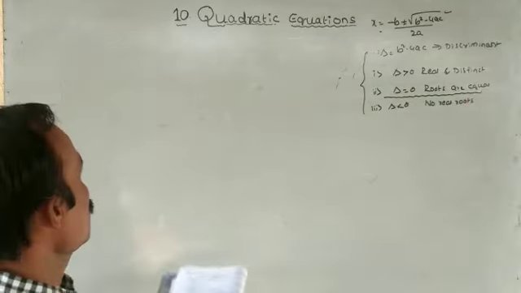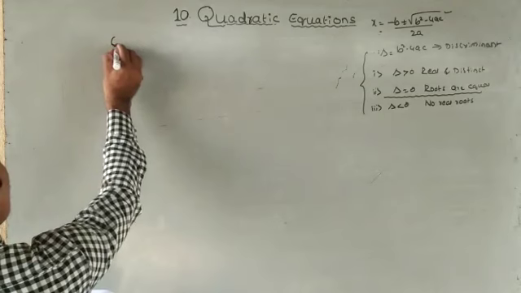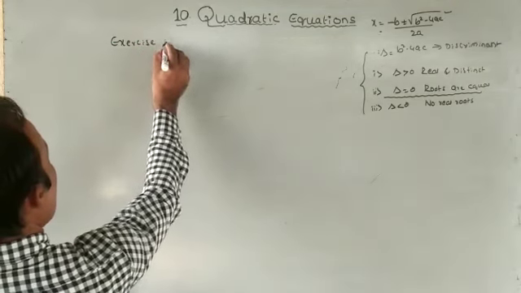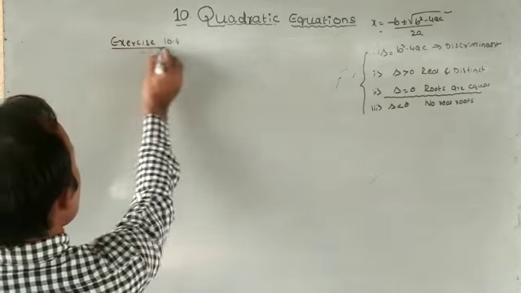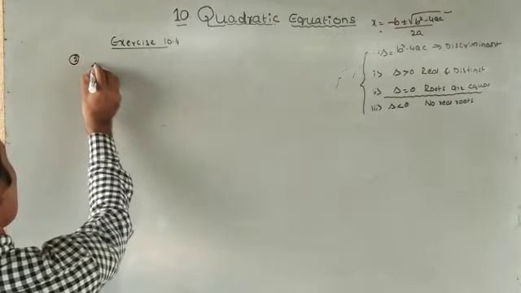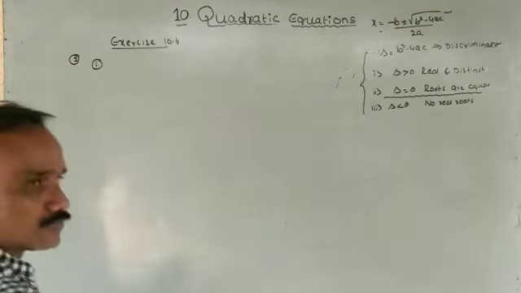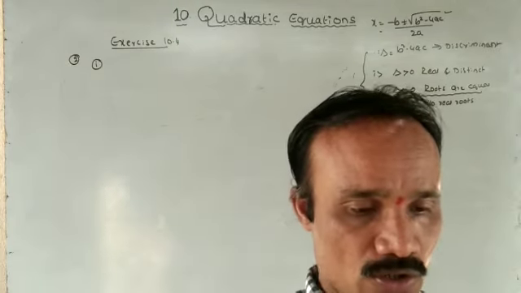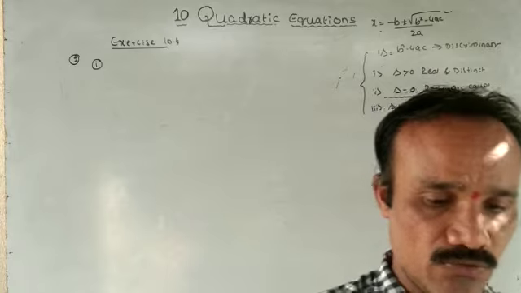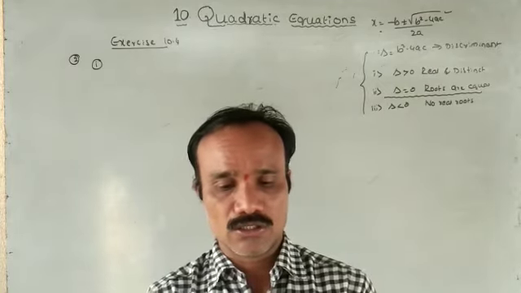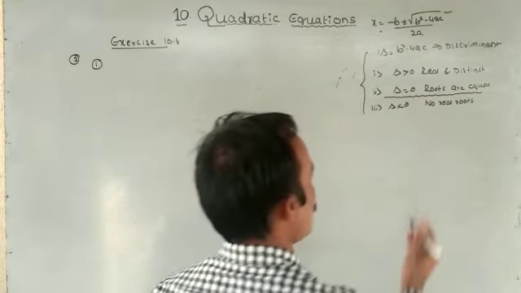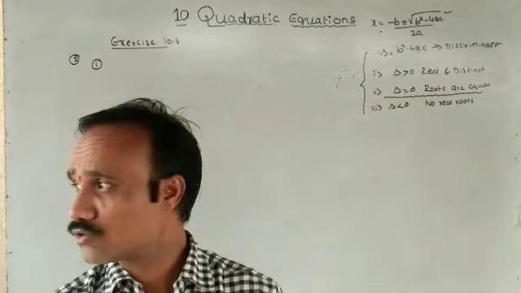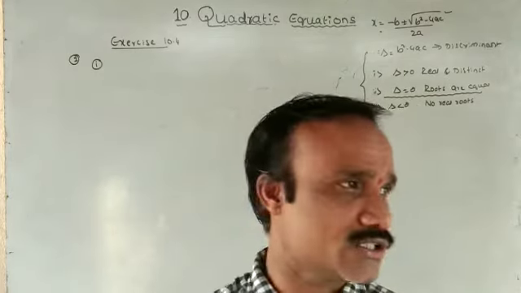Now you see the same exercise, 10.4, second main, first one. I will send the complete exercise questions afterwards. Find the value of k for each of the following quadratic equations so that they have two equal roots. Roots are equal, so what do you have to consider? Delta value is equal to 0. Delta means b square minus 4ac is equal to 0.